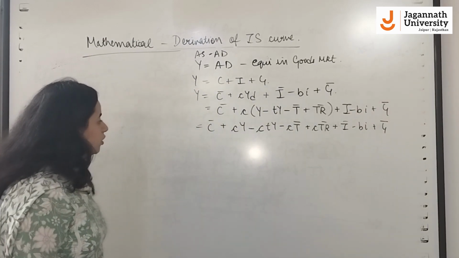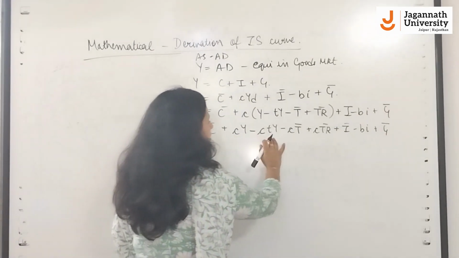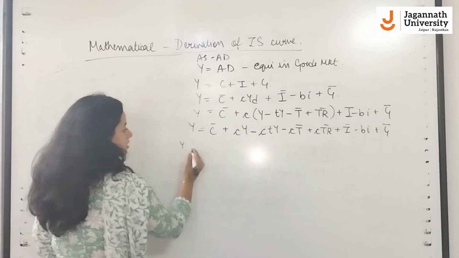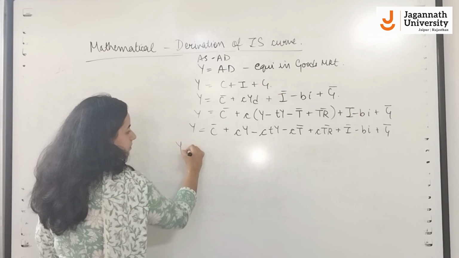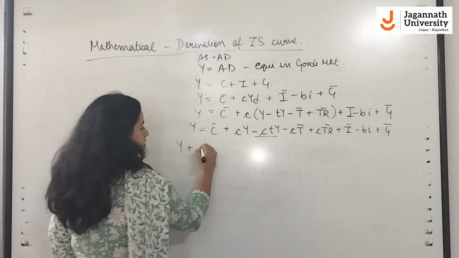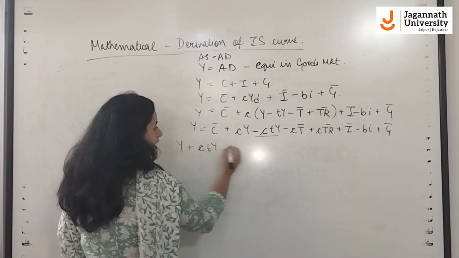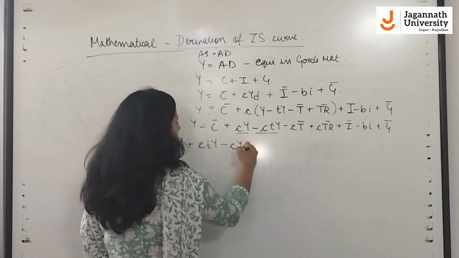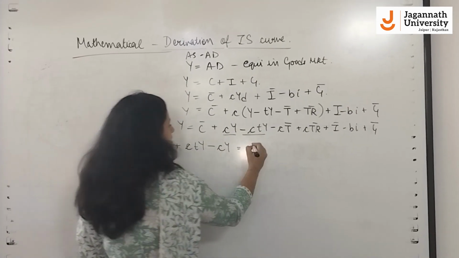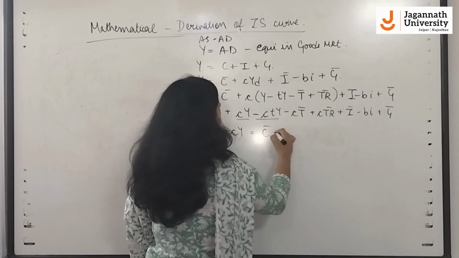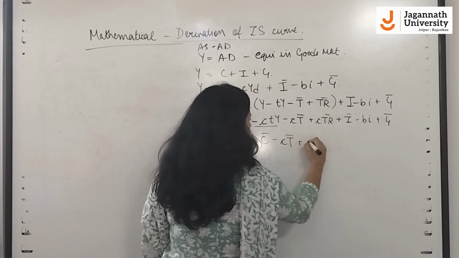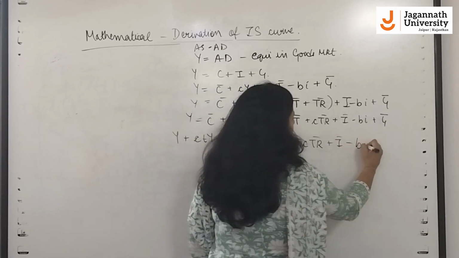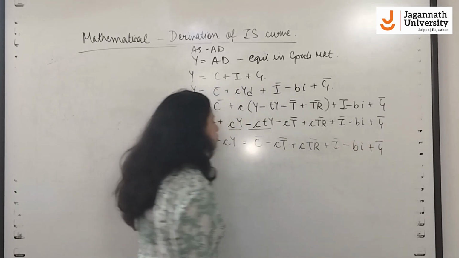Now, what do we do? We take all the y terms on this side. Here we have y, so we bring all the y terms on this side. So we have y plus this term, small c, small t, y, and we have this term which is minus cy. And here we are left with c bar minus ct bar plus c tr bar plus I bar minus Bi plus G.